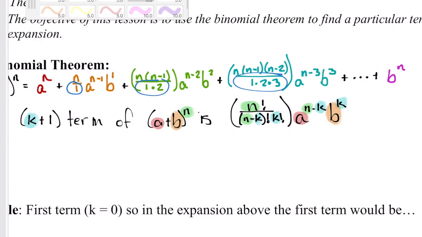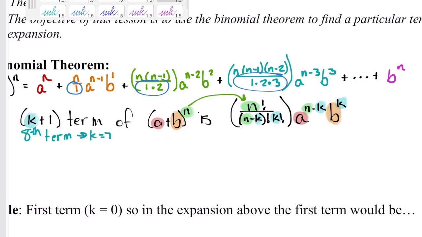Okay, so looking at this formula, whenever I talk about the k plus 1 term, k is always going to be 1 less than the term number you're talking about. So say I'm talking about the 8th term, then k is going to be equal to 7. So k is always 1 less than what your term number is. So this is where we're getting the k from. K is a little bit of a new situation for us. And our n is whatever the exponent is. So we can use this formula.